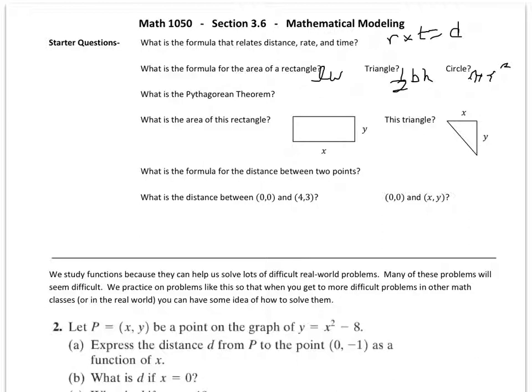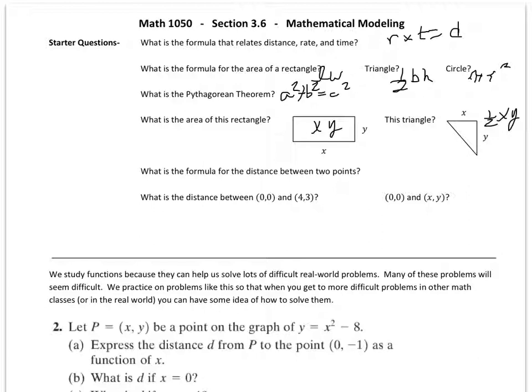Good. What's the Pythagorean theorem? a squared plus b squared equals c squared. Now what can we use the Pythagorean theorem on? What kind of triangles? Right triangles only. Good. Okay, so what is the area of this rectangle here? XY. What about this triangle? 1/2 XY. You guys are so smart.